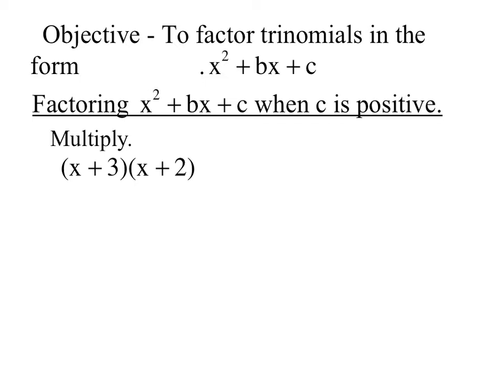So the first thing we're going to do is a quick review. Remember when we're doing this, we multiply, we double distribute. X times x makes x squared. X times positive 2 makes positive 2x. 3 times x makes positive 3x. 3x and 2x make our 5x, the center term, plus 6.